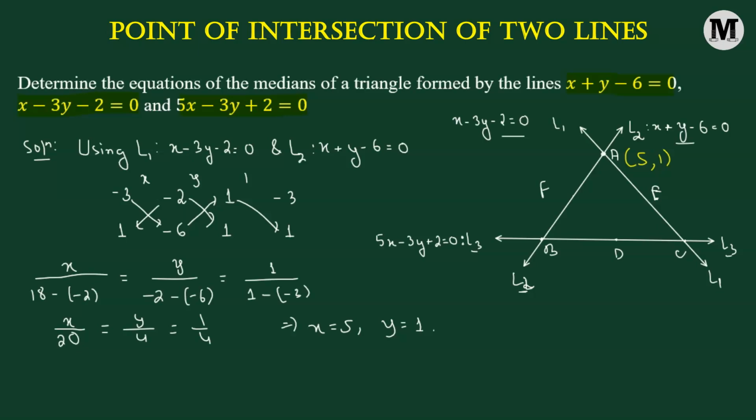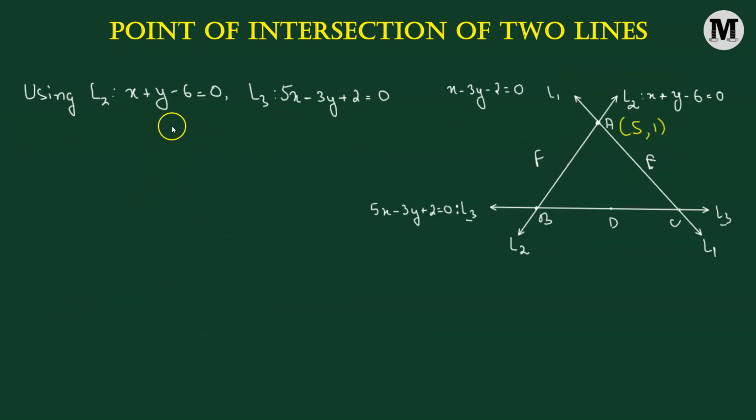L2 and L3. Again, we're going to use the law of cross multiplication. We start with the equation for line L2. We consider the coefficient of y, that is 1. Coming to the next term, we have -6. Coming back to the first term, the coefficient of x is 1, and then we end with the coefficient of y. Then for line L3, we start with the coefficient of y, that's -3. Move on to the next one, that is +2. Come back to the first term, we have 5, and then end with the second term, that's -3. So now we can find the values of x and y. We're going to cross multiply.